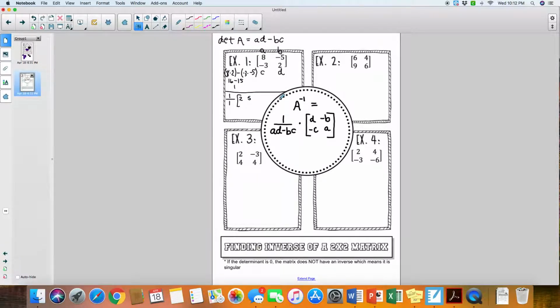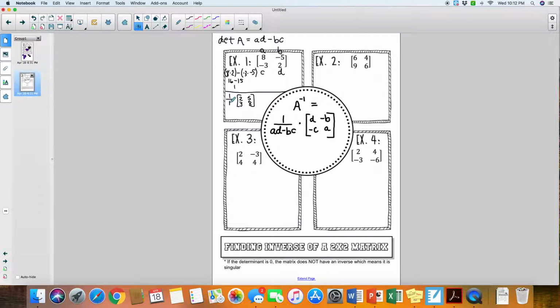Then I look at the next term, which is -C, so it's the opposite of C. Well, C here is -3, so the opposite of -3 is +3. And then the last element would be A, and in this matrix, A is 8.